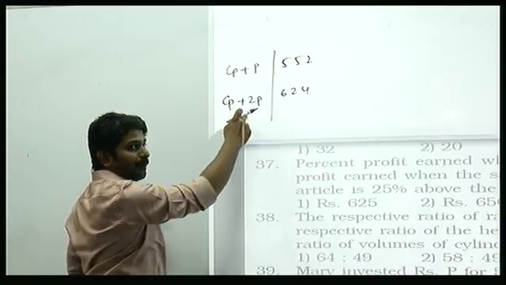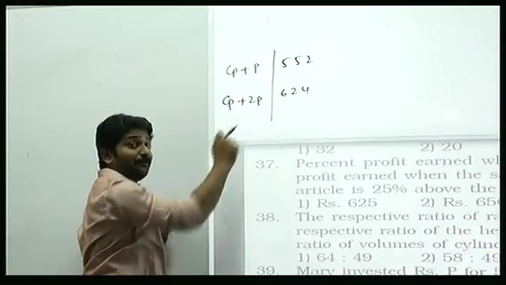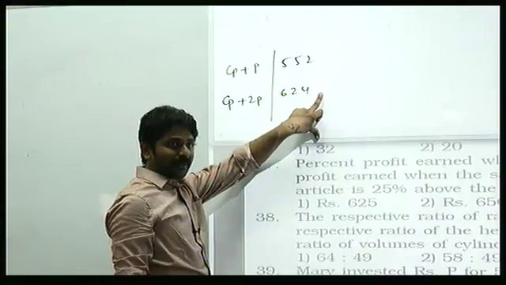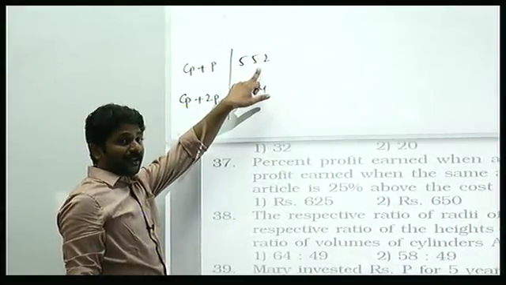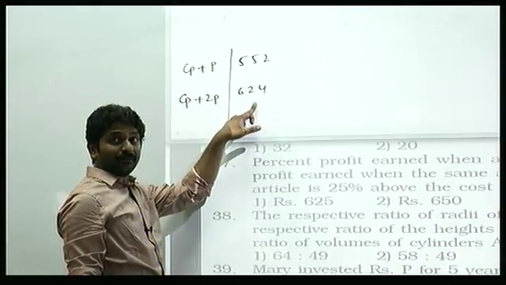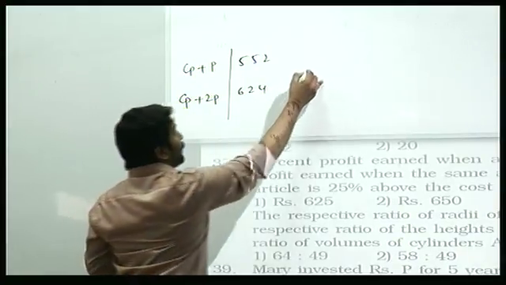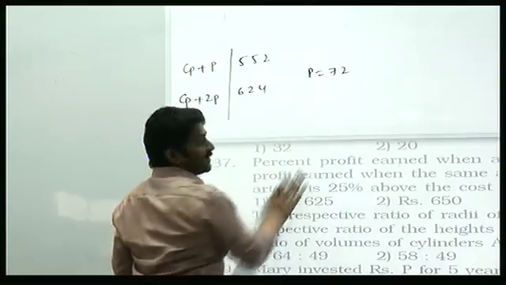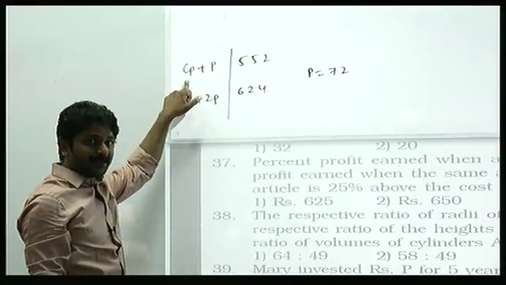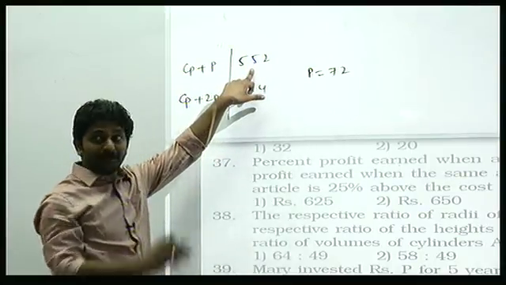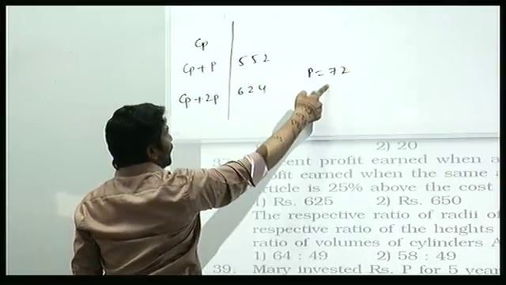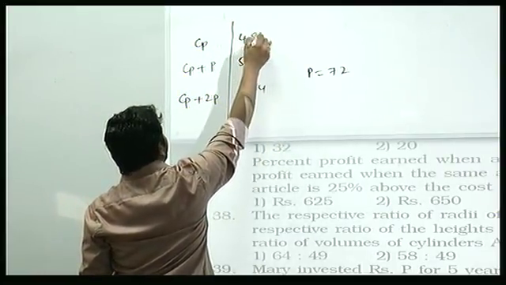What is difference here? Profit. What is difference here? Profit. What is difference here? This is 24 more than 600 and this is 48 less than 600. 48 and then 24, 72. So profit is equal to 72 rupees. And here 552 has profit and then cost price. If you subtract profit from this number, you will get cost price, right? So cost price is equal to 552 minus 72, which is equal to 480.